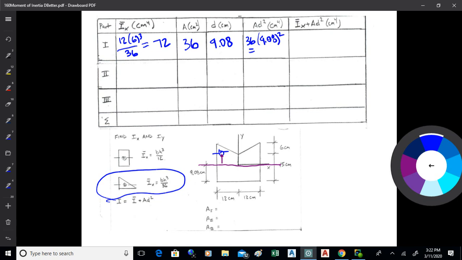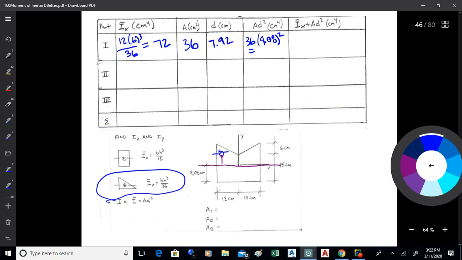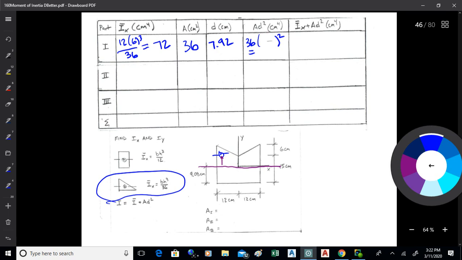Oh, I think, yeah, thank you. I busted that, right? Okay. Yeah, 9.0, thank you. Yeah, 7.92. There we go. And that'll affect this term too. Sorry about that. There we go.